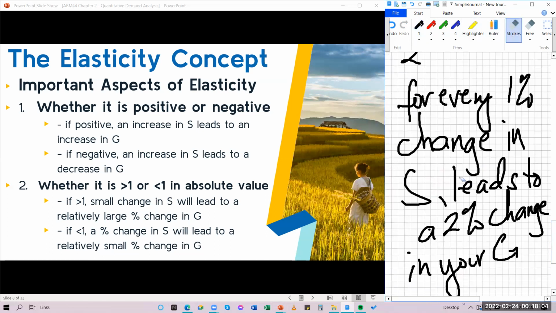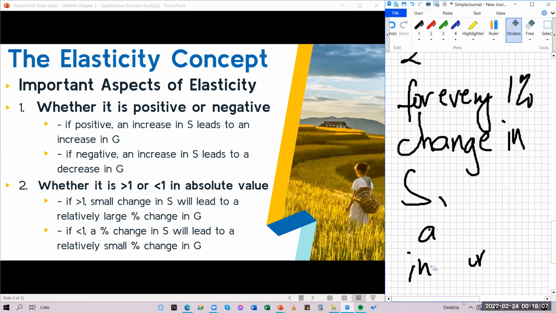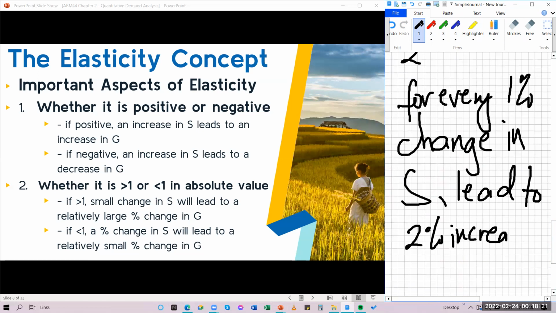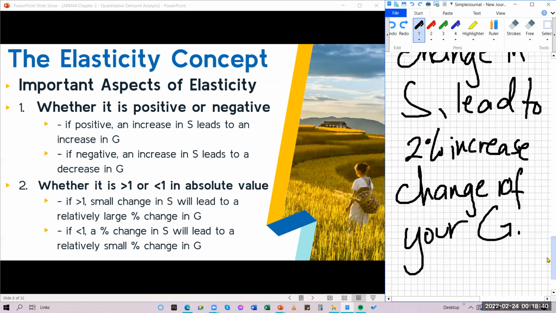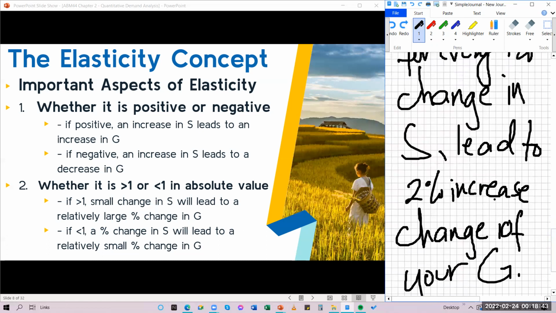So for every 1% change in your studying, it will lead to a 2% increase change of your grade. I hope you take note of this one, of your grade. So this is how we will be interpreting it.